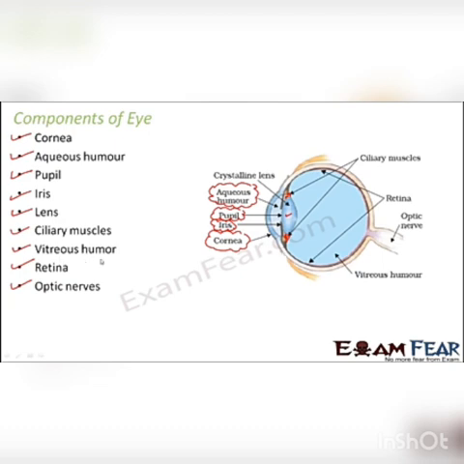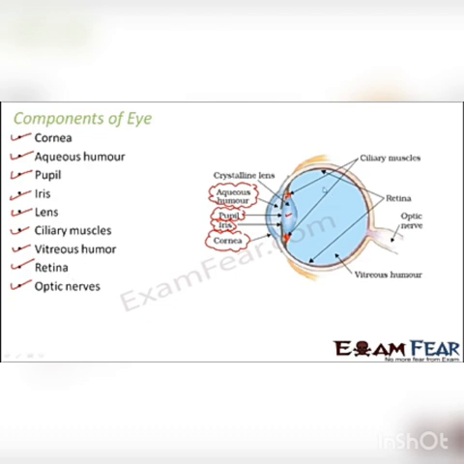Next is the vitreous humor. This is again another fluid which is present in this area. The fluid which is present in the outer portion of the eye is aqueous humor, and the fluid which fills the entire inner part of the eye is vitreous humor.